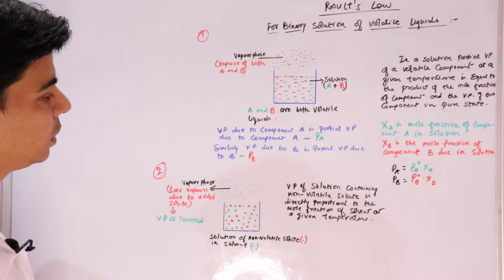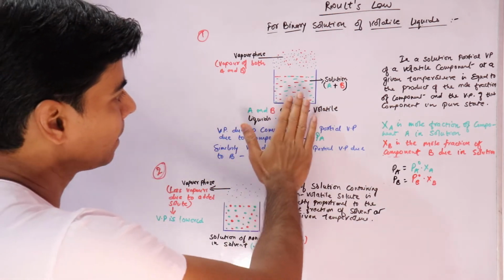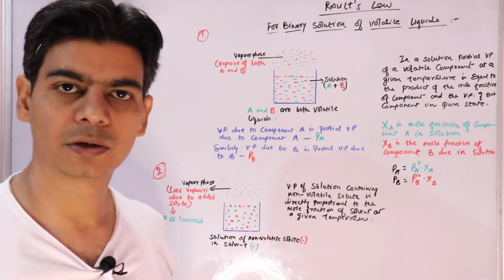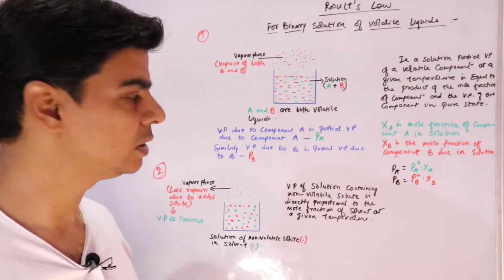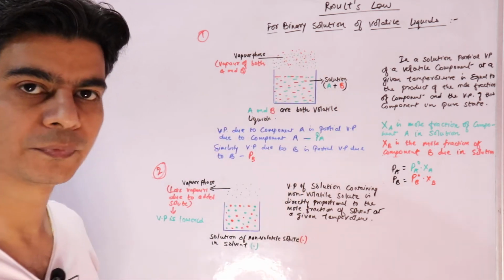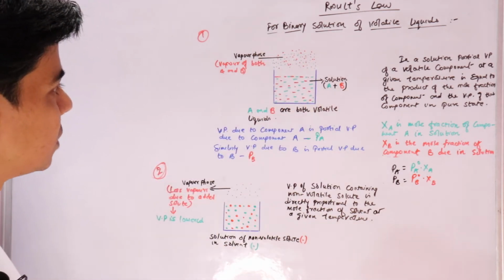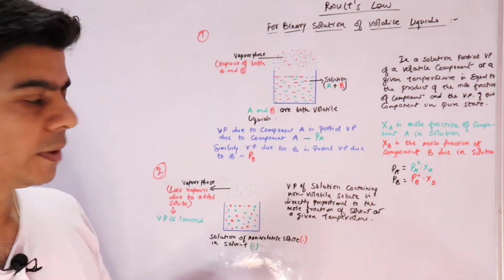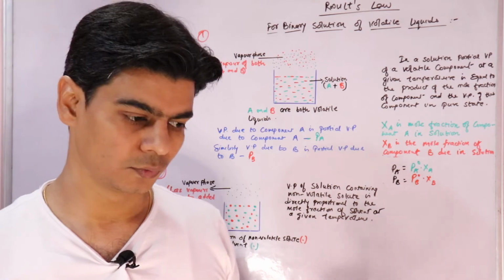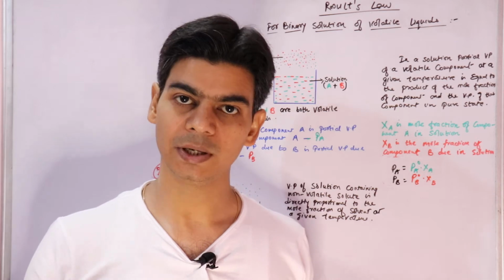Now let's talk about the vapor phase. This vapor is at equilibrium when the rate of evaporation is equal to the rate of condensation. The vapor pressure above this liquid is the vapor pressure of the solution. The vapors above this liquid surface contain both A and B, so the total vapor pressure above the liquid surface would be the vapor pressure due to component A and the vapor pressure due to component B.